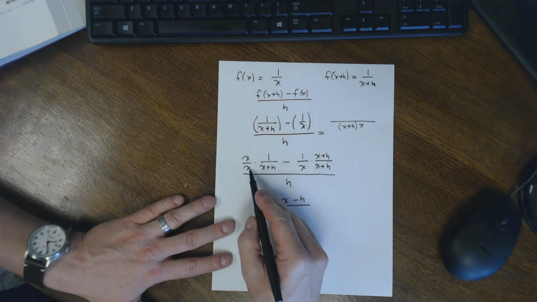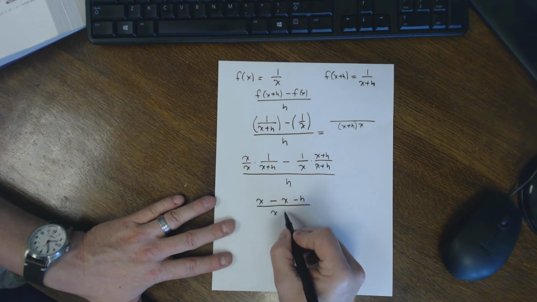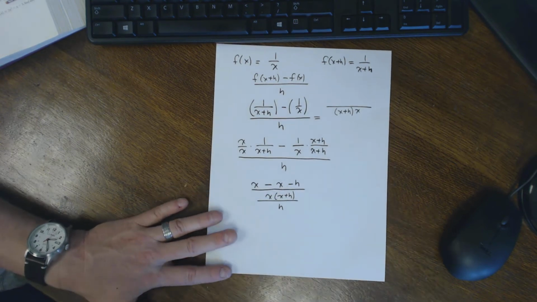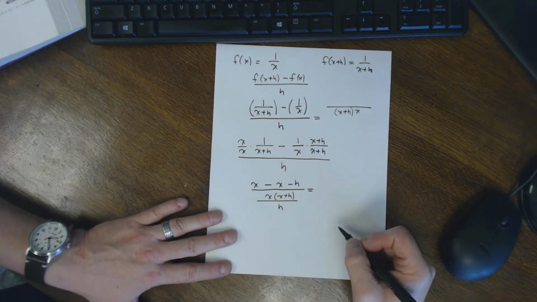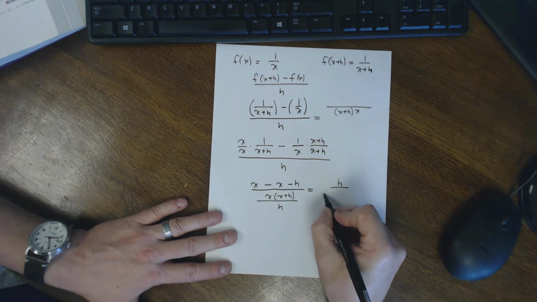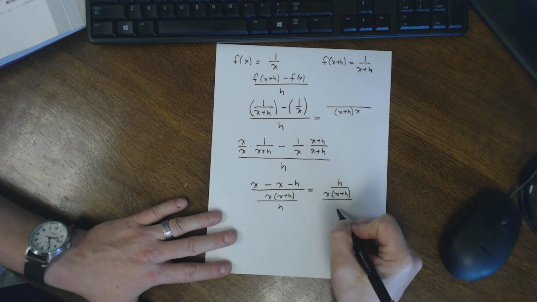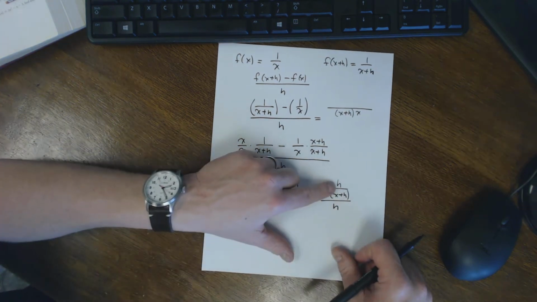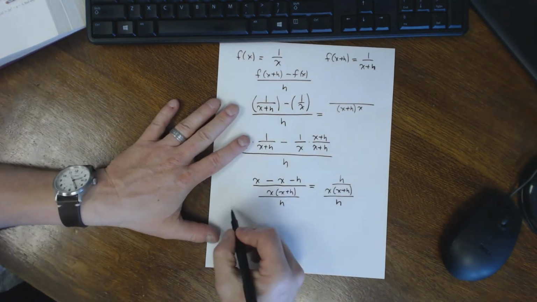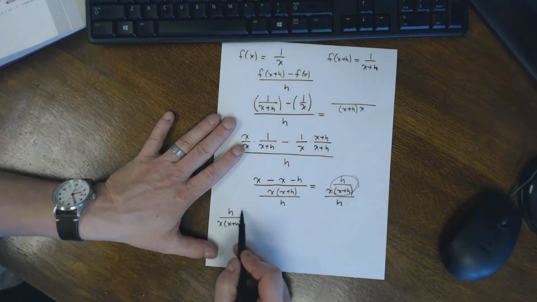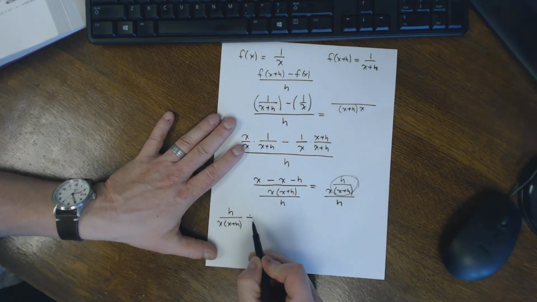Since I have the same denominator here and here, I'm going to write it as one denominator, and then that's still being divided by h. Great. Take a deep breath. Now, cancel my x's on top. And now we have this mess to deal with. What I like to do is understand that this is a fraction being divided by h. So really what I have here is h over x times x plus h, all of this being divided by h.